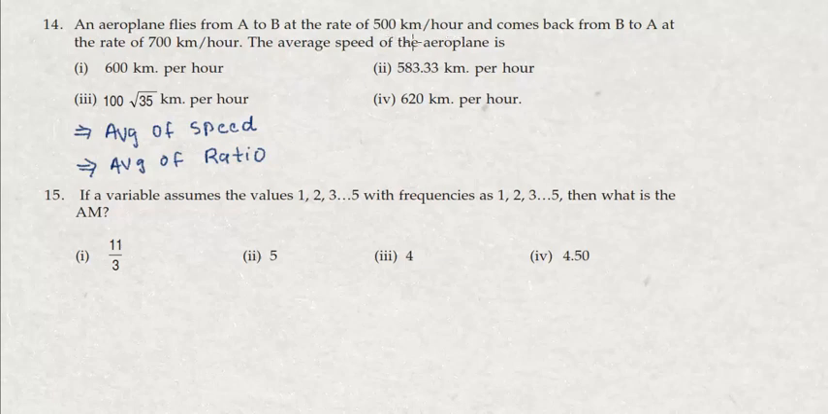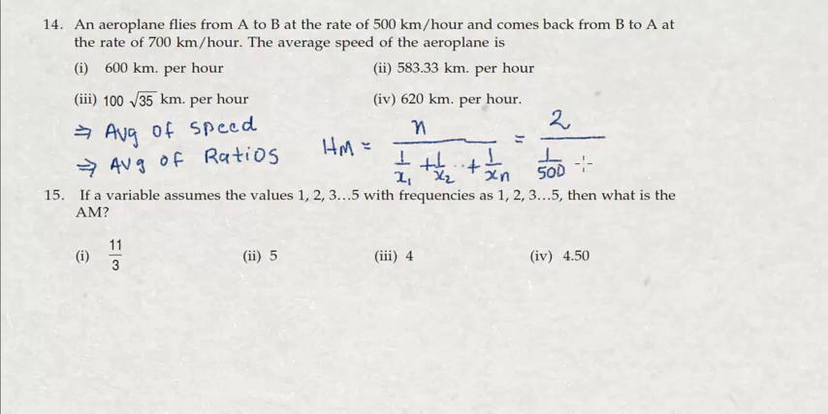So this is one kind of ratio, and whenever we have to find the average of ratios, then we can use harmonic mean. So the formula for harmonic mean is n divided by 1 by x1 plus 1 by x2 and all the way up to 1 divided by xn. Here we have only two observations. So we can write the formula as 2 divided by 1 by 500 plus 1 by 700. Now this can be solved by calculator. Let me show you.